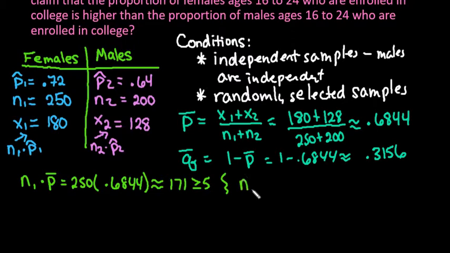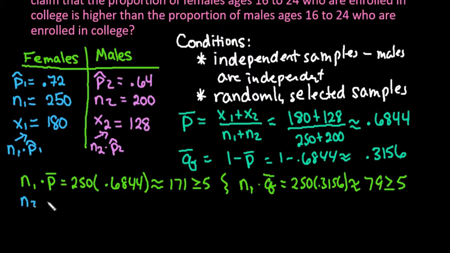Then we would do the same thing for n1 times q bar, and so we would again take the 250 times the 0.3156, and we get approximately 79. Again, that's greater than or equal to 5. And the reason I rounded to the nearest whole number is because we're dealing with people again, so our sample size has to be greater than or equal to 5. If I were using the threshold of 10, both of those meet that condition as well.